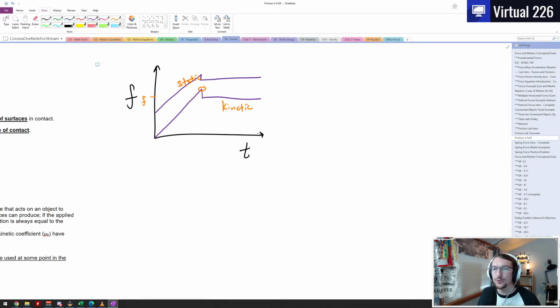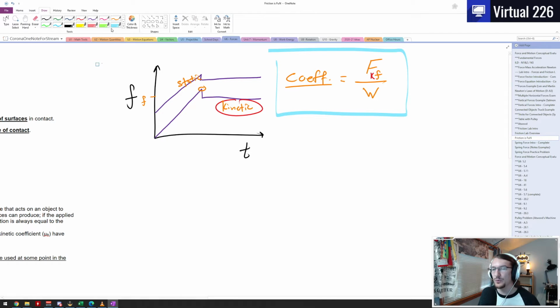One of the things we looked for in the lab was the coefficient of friction. We'll have a variable for that in a moment. We saw that it was equal to the force of friction divided by some amount of weight, and we specifically used the kinetic friction divided by the weight. That was a pretty good way of solving for the coefficient of friction between two surfaces. But we're going to see today that this equation, the coefficient equals the friction divided by the weight, while it's good, is not perfect.